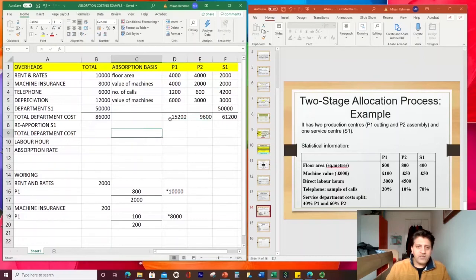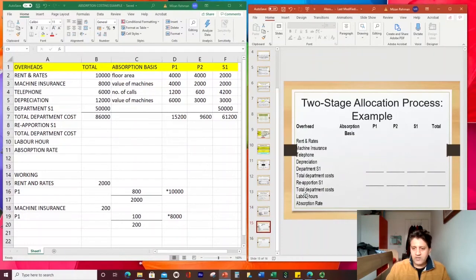Okay, well then the next thing is to reapportion. If you go back to our calculation slides, you see that we have to reapportion S1. Now S1 is not a cost center. S1 is just a service center. Maybe it's a canteen or stores, and they do not produce products, so they cannot flush out their cost with the products. So they have to give their cost to the cost centers, which can flush out their overheads with the products. Products go out of the department and they take the overheads with them. That's the concept of absorption costing.